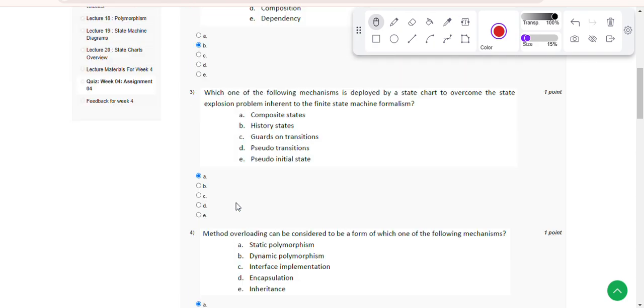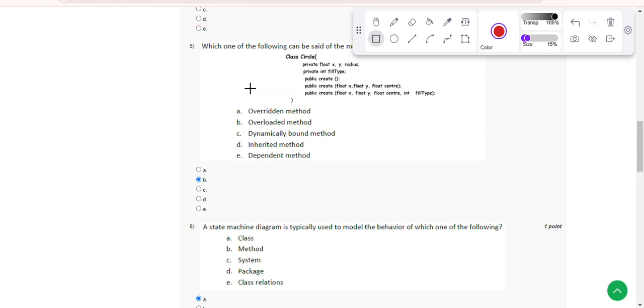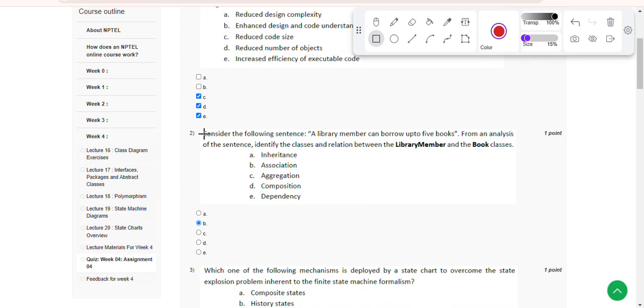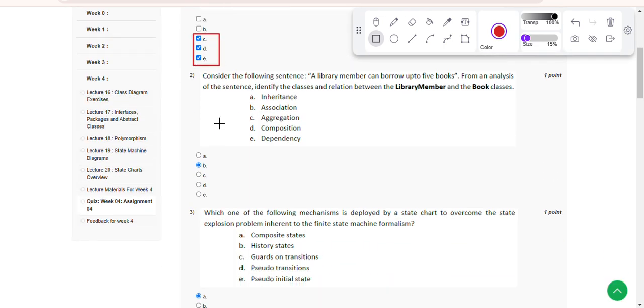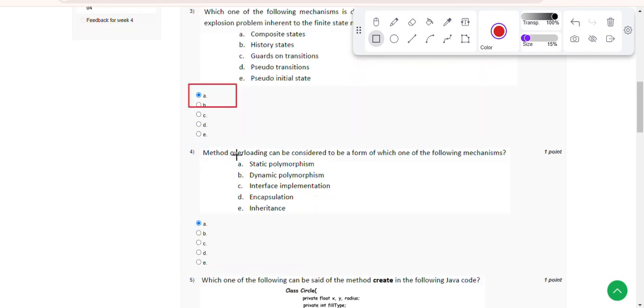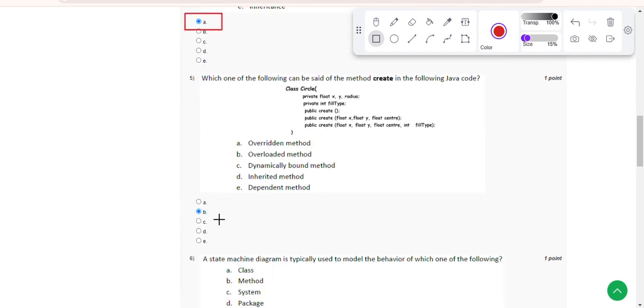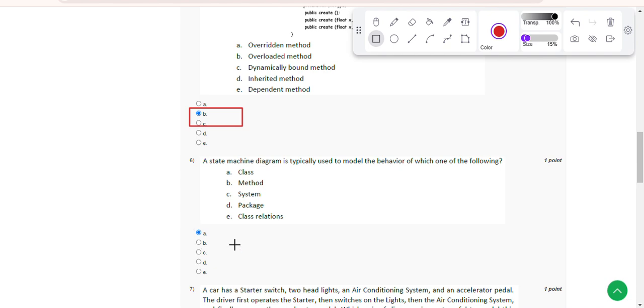Then after completing, just click here and submit, and the options are automatically submitted. So here they show again. First question: A, C, D, E. Association, composite state, static polymorphism, overload method, class.